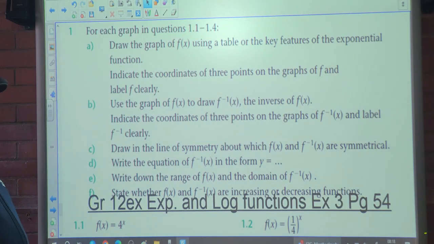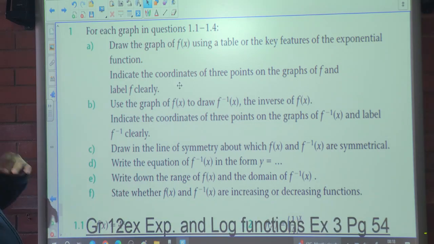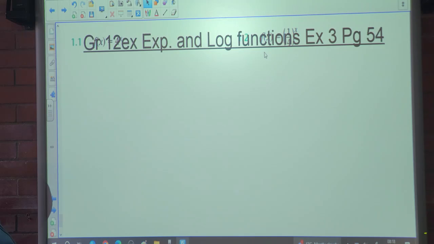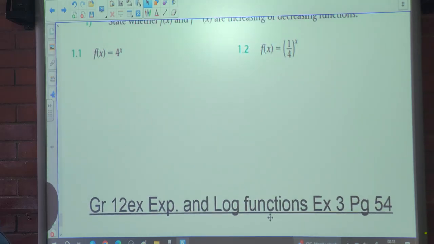Draw the line of symmetry about which f of x and the inverse are symmetrical. Write down the equation of the inverse function. Write down the range and the domain of the function and its inverse. State whether f of x and its inverse are increasing or decreasing functions. So let's go with the first one.